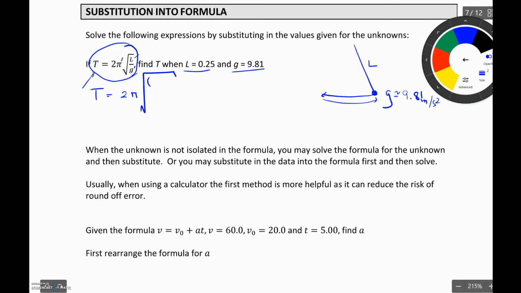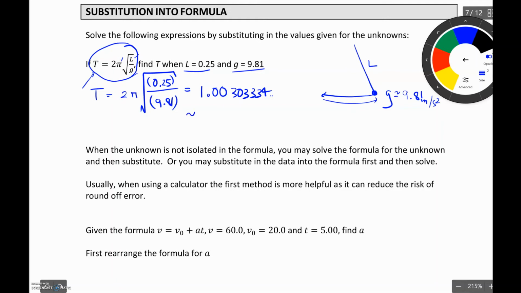Now I usually like to put my variables in brackets. So the L value is 0.25 and my G value is 9.81. So just enter this in your calculator and you should get 1.00333 roughly.